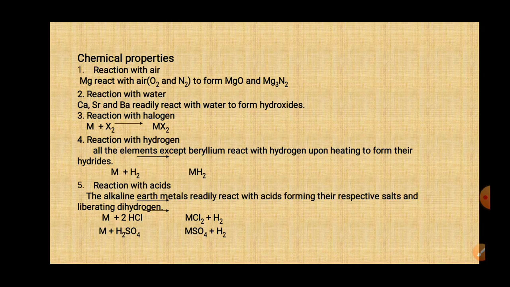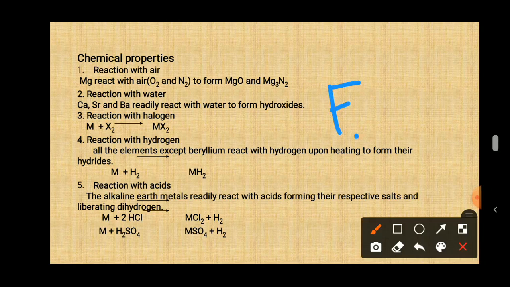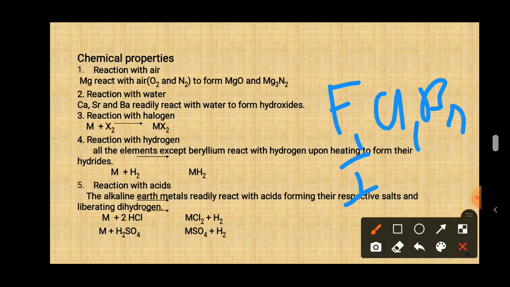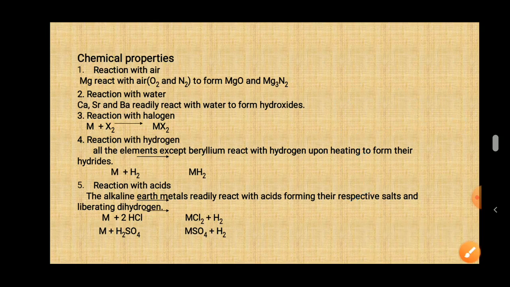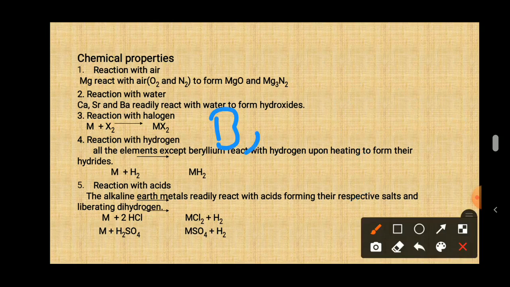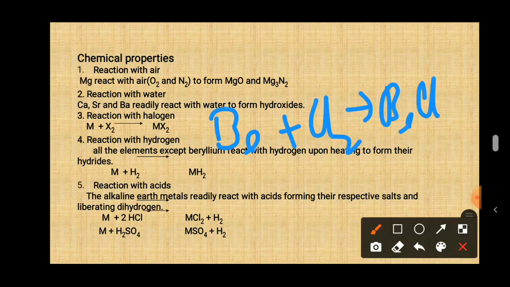Okay, reaction with halogen. Here you can see that M means it is nothing but an alkaline earth metal. X means it is a halogen. Halogens means it is nothing but fluorine, chlorine, bromine, iodine. All these are called halogens. Now when it is reacted with the halogens, it gives MX2. Okay, MX2 means, suppose if I take an example, beryllium reacts with the chlorine molecule to form BeCl2. Okay, this is the way of writing the equation.